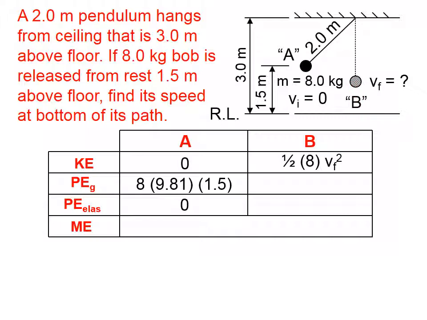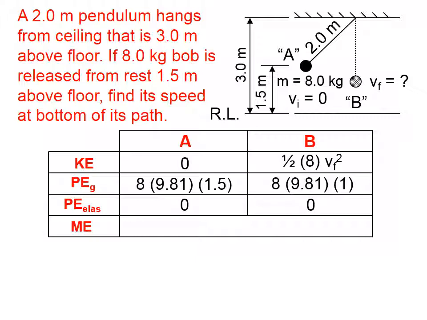The answer is 1 meter, because recall that from floor to ceiling is 3 meters and that the pendulum itself is 2 meters in length, which means that if I start here and move down right there, I've moved down 2 meters, which means there's only 1 meter to go before I hit the floor. M times g times the height above the reference line.